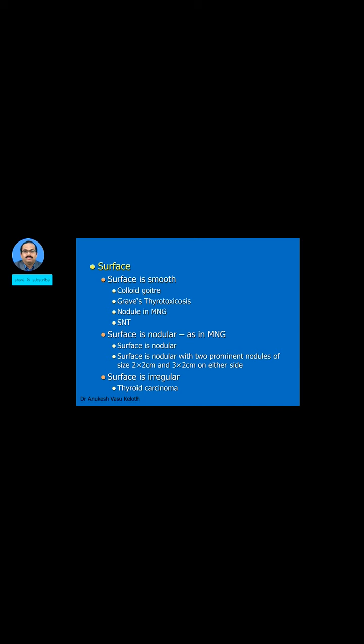But when you see two prominent nodules, you can mention it. The surface is nodular with two prominent nodules of size 2 into 2 cm and 3 into 2 cm on either side. Or you can specifically say one nodule of size 1 into 2 cm in the right lobe and 3 into 2 cm in the left lobe. So you can mention that in that way, saying that there are two prominent nodules in that surface. The next thing is to say that the surface is irregular. That suggests a thyroid carcinoma.